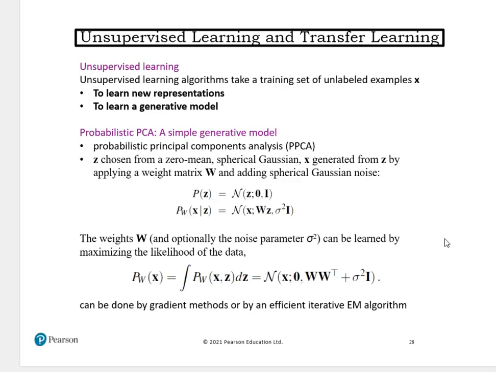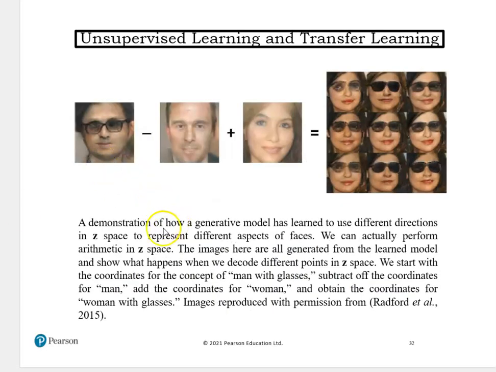Let's say, for example, we're training on images of faces. The algorithm might choose one component of that Z vector to represent the gender, another one to capture the presence or absence of glasses, and so on. So you can think of this as how a generative model would learn different directions in the Z space to represent different aspects of faces.